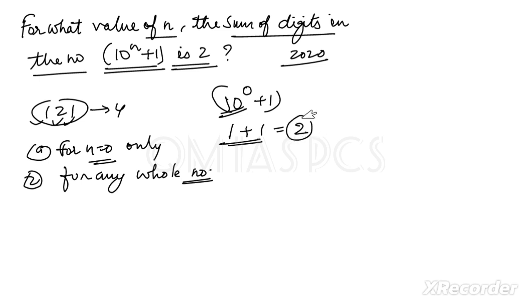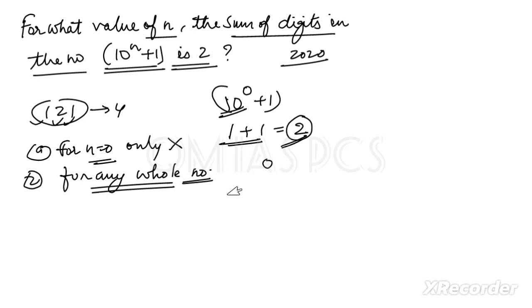So the number is 2 itself, and the sum is also 2. So the option n equal to 0 only, I think this is not possible. Why? Because 0 is also a whole number, but other whole numbers mean 0 to infinity.